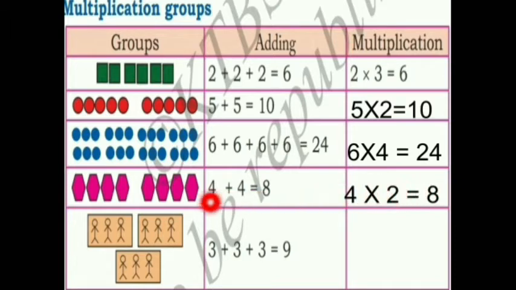See the next pictures. What are these? Yes, these are dolls. How many dolls are there? 3 dolls in 3 groups. So we will write 3 plus 3 plus 3. What is 3 plus 3 plus 3? 3 plus 3 plus 3 is equals to 9. 3 is repeated 3 times. Therefore, 3 times 3 is 9. Therefore, 3 multiplied by 3 is equals to 9.